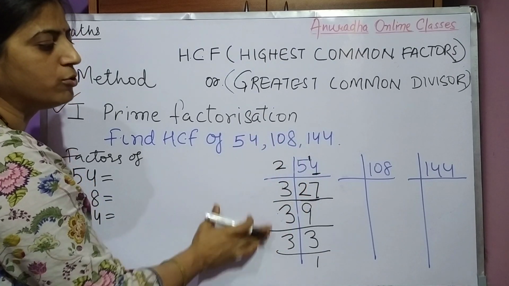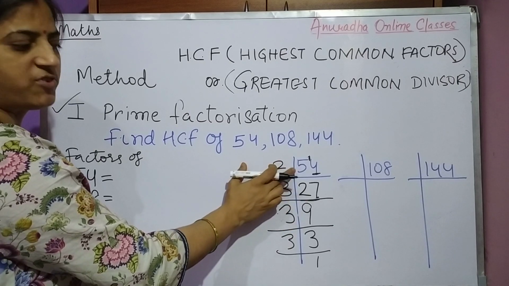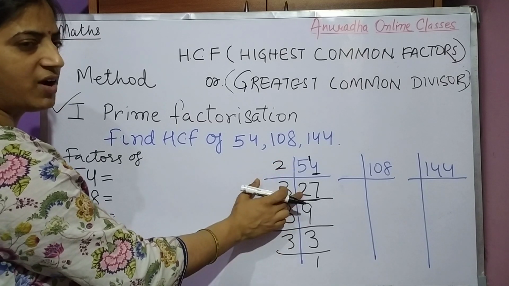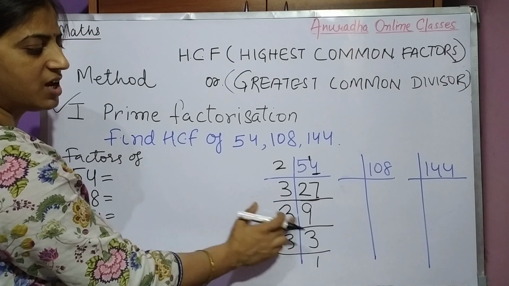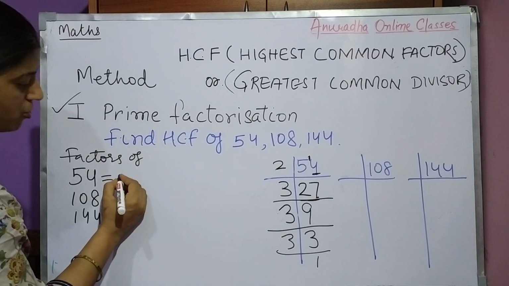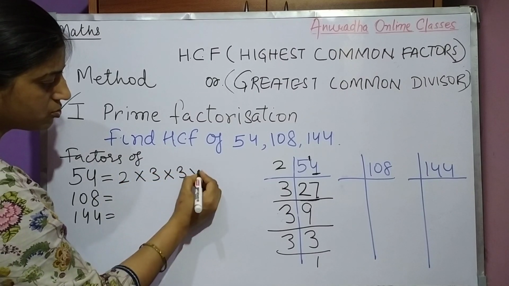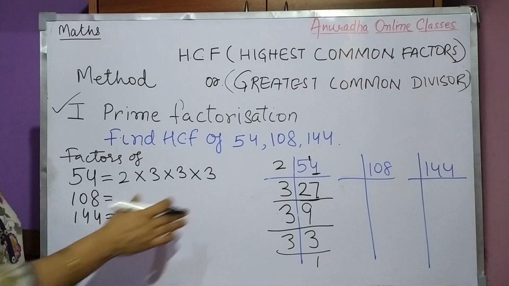Here what you have to do? You have to divide and write. 2 27s are 54. Now 3 9s are 27 and 3 3s are 9 and 3 1s are 3. So what are the factors of 54? That is 2 into 3 into 3 into 3. So we get the factor of 54.